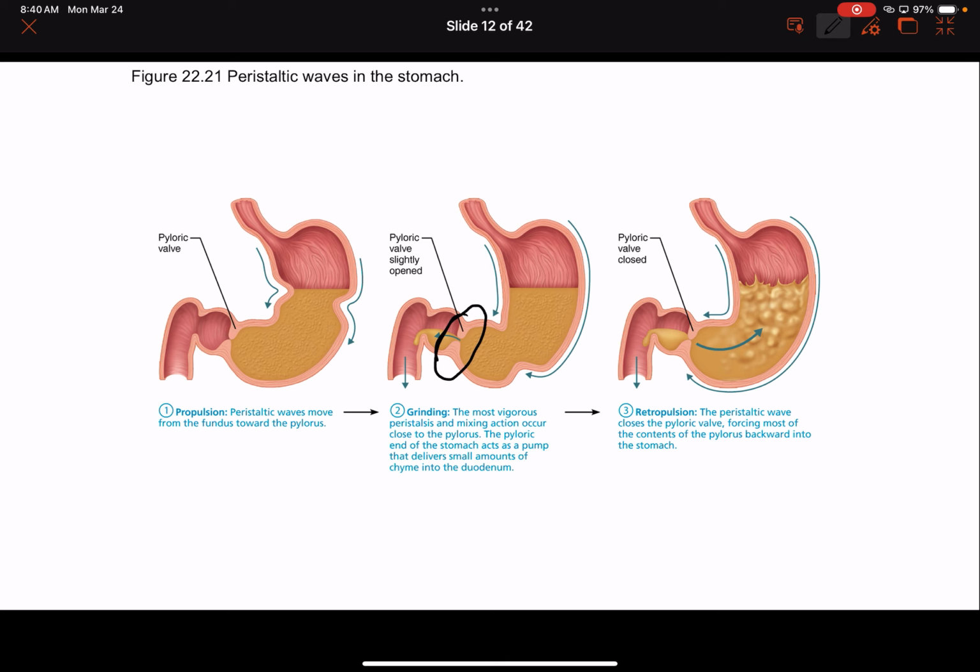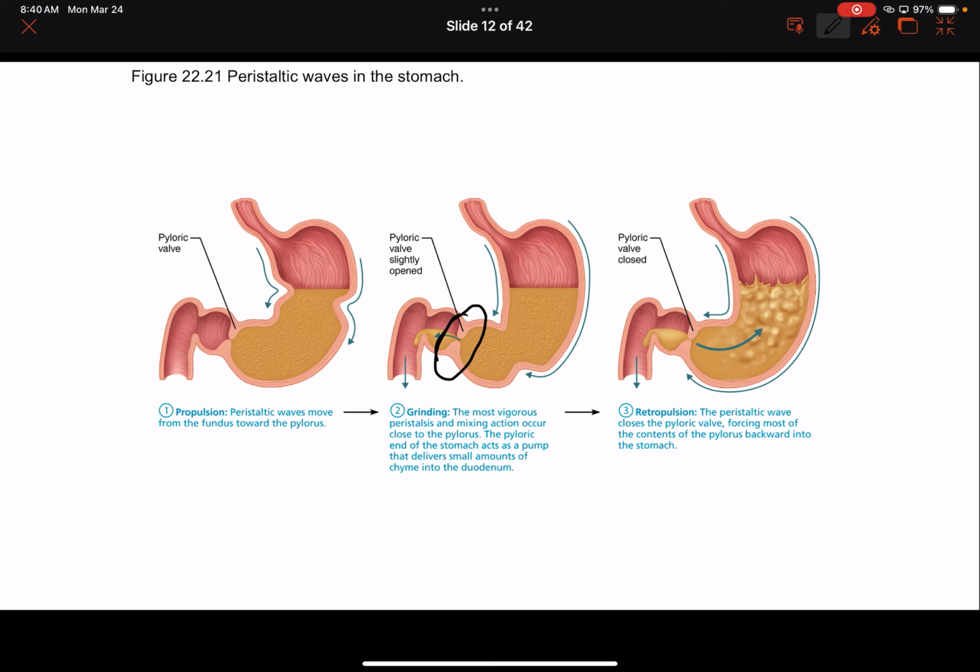We do not want all of the contents of the stomach going straight into the small intestine, because the stomach has extra layers of mucus that other parts of the GI tract do not have. So it has protection against this really acidic chyme. Your duodenum does not have that extra protection. If we were to put all the contents of the stomach into the small intestine at one time, it would burn through the wall of the duodenum. So we just put a little bit into the duodenum at a time.